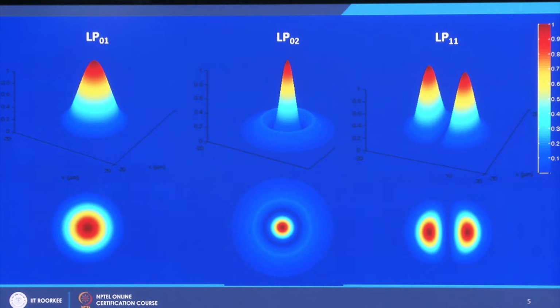If you look at the LP11 mode, it would look like this. It would not have any 0 in the r direction except a 0 at r equal to 0, and this is the plot of the even LP11 mode.